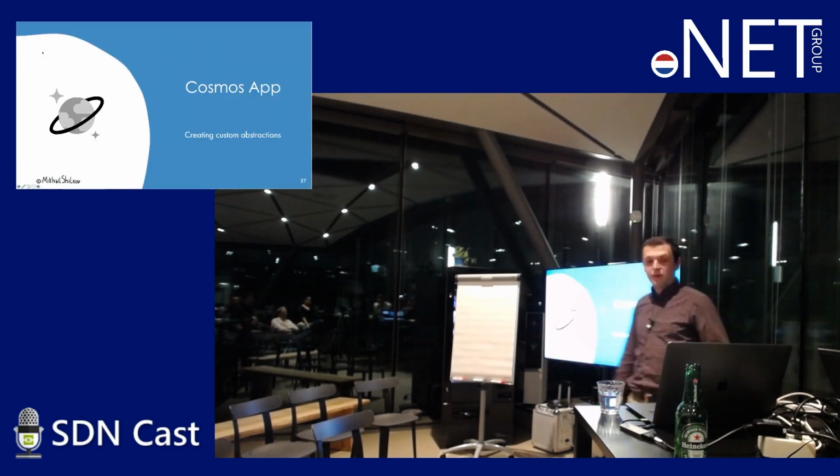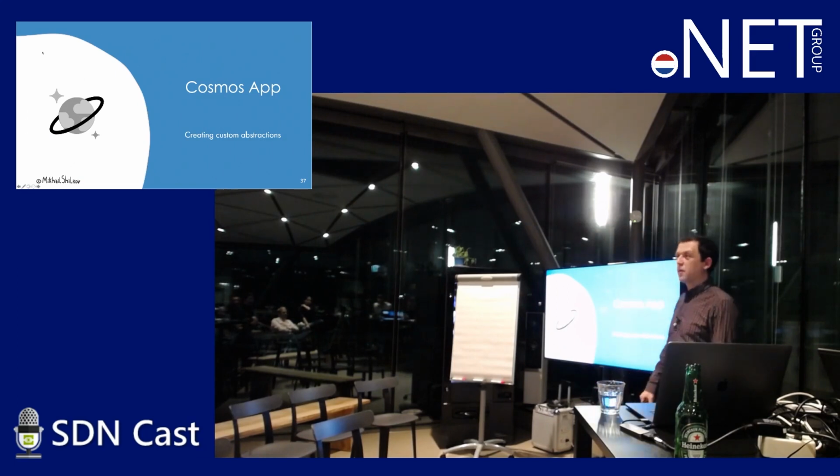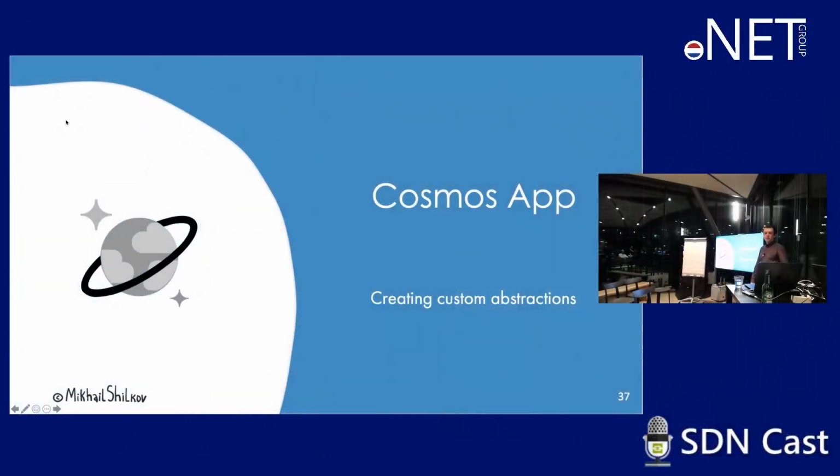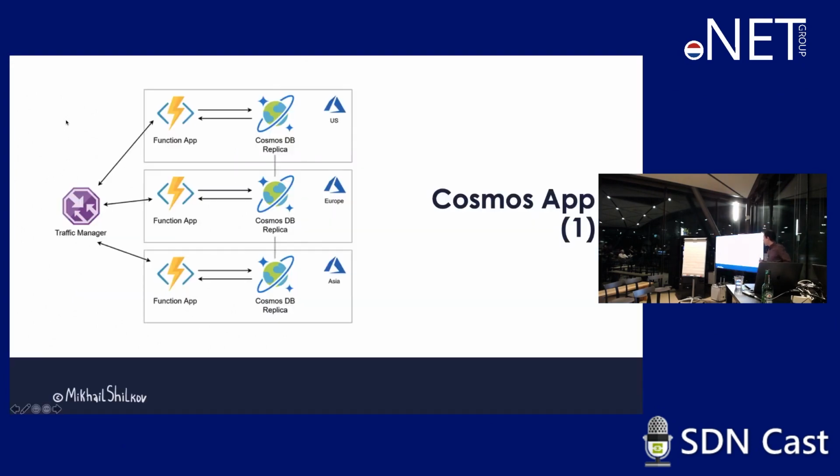A slightly more sophisticated example. Let's say I work in an e-commerce company, like I'm competing with Amazon, and I have customers all over the world, so I have to distribute my application, deploy it close to the customer, to keep the latency minimal, and all of that great stuff. So my deployment might look something like this. I'm using Cosmos DB to replicate data between multiple regions.